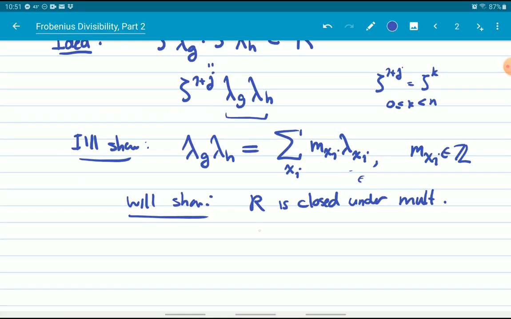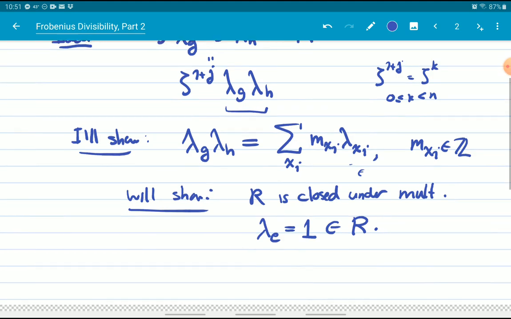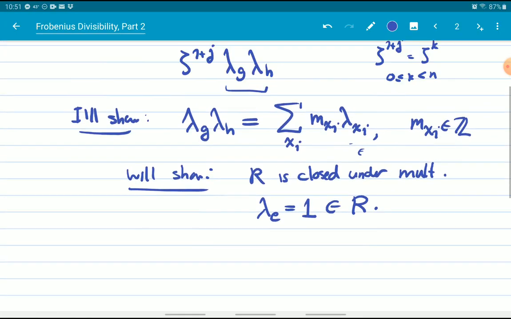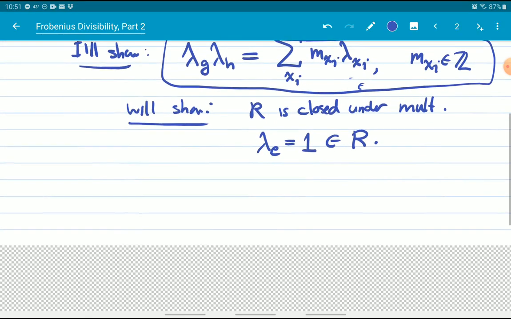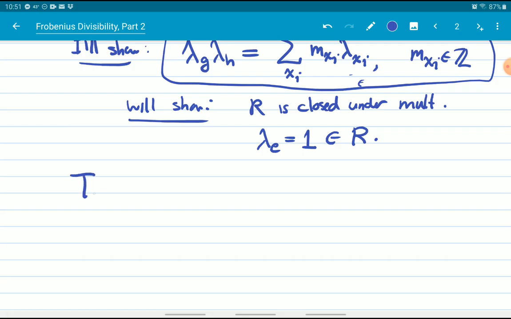R also has the identity. We can prove that many ways, but in fact, lambda sub identity element turns out to be equal to 1, so that's in R. Zeta to the 0 times lambda e is 1. Okay, so how do I show this formula? So remember, the lambda is just the scalar that appears in this formula.